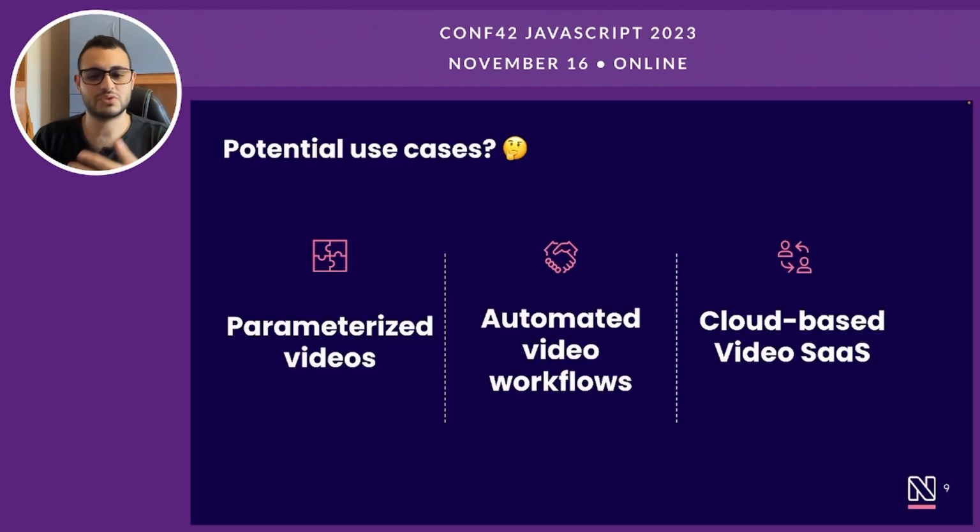What are potential use cases for this tool? First of all, parameterized videos, and we will see it soon. This means that we can have the same video and we just need to change a few parameters and the output will change. Then automated video workflows. Let's say that when we run a GitHub action or when something happens, we want to create our video based on some parameters that we pass, and we send it on Slack, through email, we upload it on YouTube, we can do everything we want.